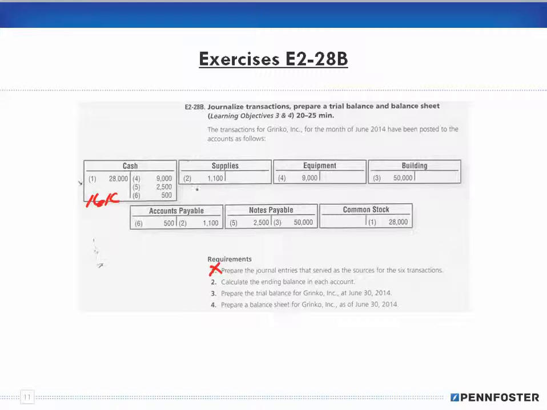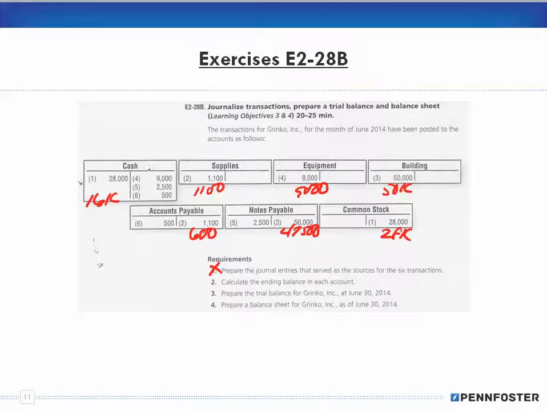For supplies, I have a debit balance of 1,100. For equipment, a debit balance of 9,000. For building, a debit balance of 50,000 because there's only one entry in there. Now for my accounts payable, the difference between my debits and credits here is $600, and since my credits are greater, it's a credit balance for accounts payable of 600. And the same thing with notes payable. 50,000 less 2,500 is 47,500 on the credit side, and common stock is 28,000.